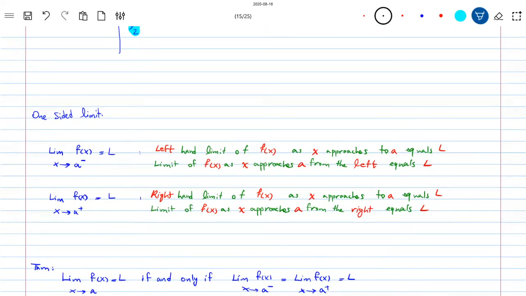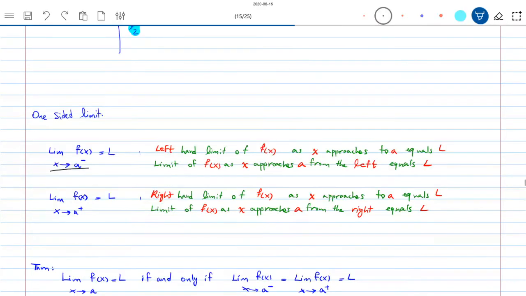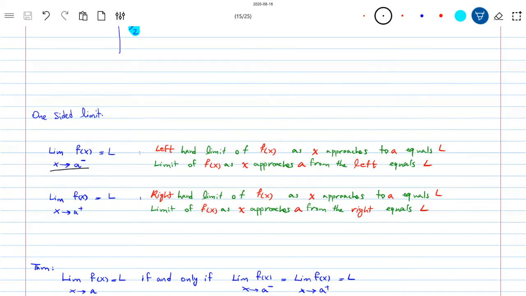As the name says, limit of f of x as x approaches a from the left equals L. There are 2 ways to read it. You can say the left-hand limit of f of x as x approaches a specific value a is going to be L, or, and normally we use this second way, the limit of f of x as x approaches a constant a from the left side equals L. This is the common way. The left-hand side uses this negative sign notation. It's just a notation. It doesn't mean that number is negative. It means you're approaching that number from the left side.